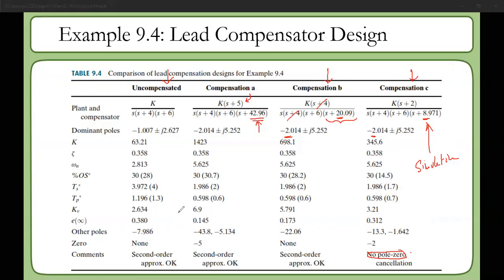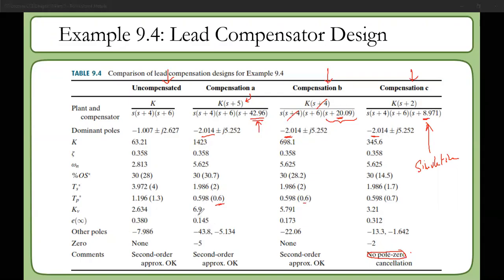Now, for the rest, let us see which one is better. Settling time, they're following the same because we are maintaining the same sigma value, so they're the same. What about the peak time? Peak time is also almost the same. They also have given the simulation, and they also compared with the simulation the actual values.